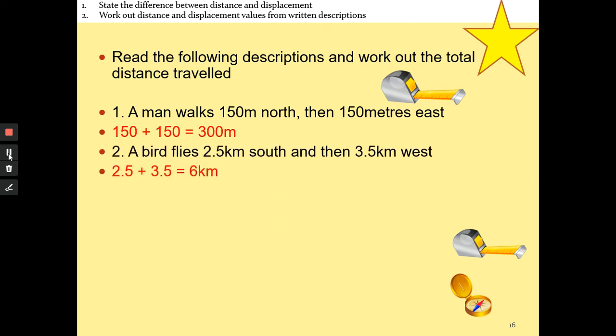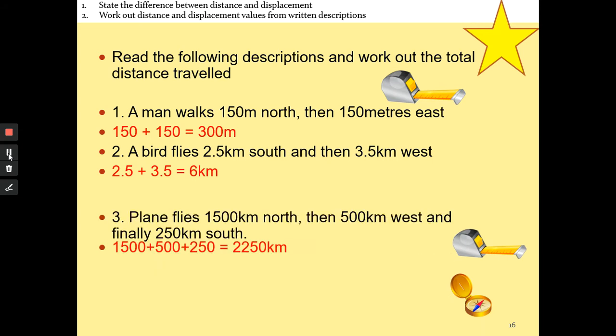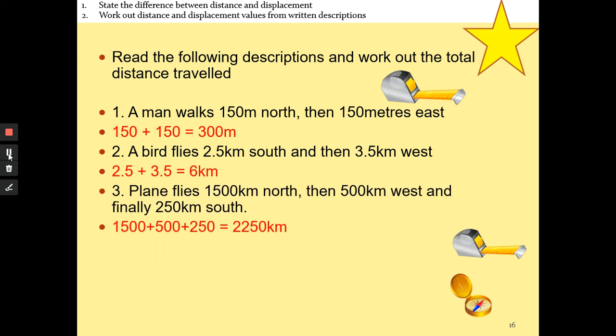So the same applies for question 2. I'm only interested in the distances, not the directions. So I'm just going to add the 2.5 kilometers to the 3.5 kilometers to get a total of 6 kilometers. It is important to take notice of the units in the question so that you don't always write meters when it doesn't apply.